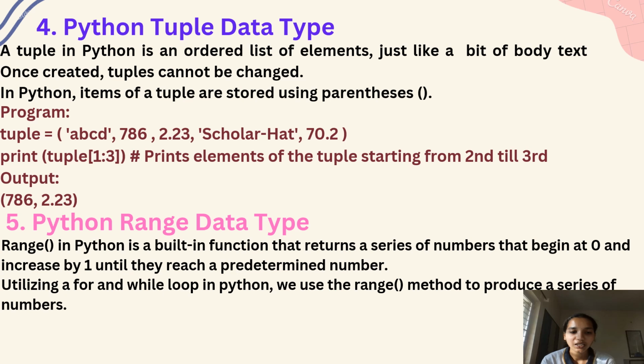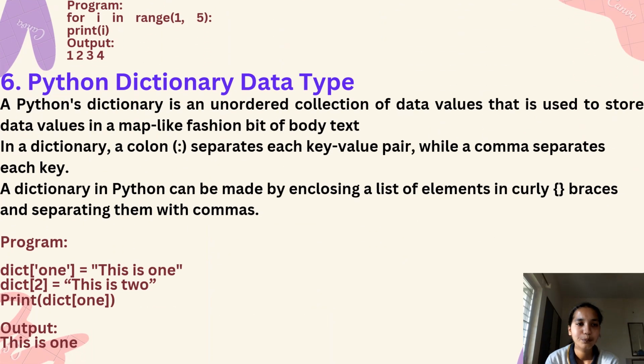Fifth, range data type. Range in Python is a built-in function that returns a series of numbers that begin at 0 and increase by 1 until they reach a predetermined number. Using a for and while loop in Python, we use the range method to produce a series of numbers. Program for range data type: for i in range(1, 5): print i. Output: 1, 2, 3, 4.